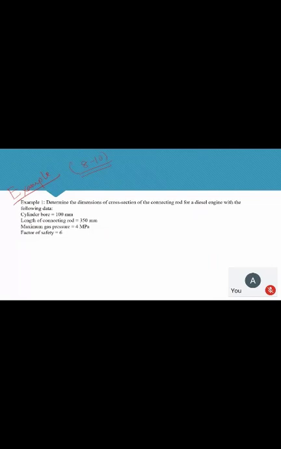This question says that there is a cylinder bore of 100 millimeter. The length of the connecting rod is 350 millimeter. Maximum gas pressure is 4 megapascal, and the factor of safety is 6. We need to determine the dimensions. Dimensions means B, H, H1 and H2. Finally, after getting these dimensions, we can show them in the diagram, if possible.